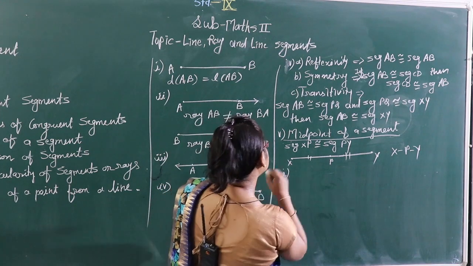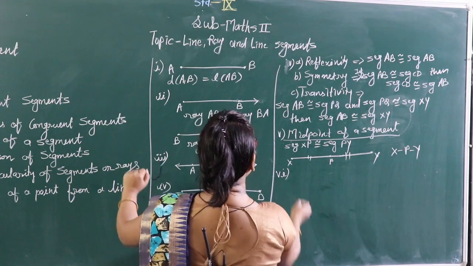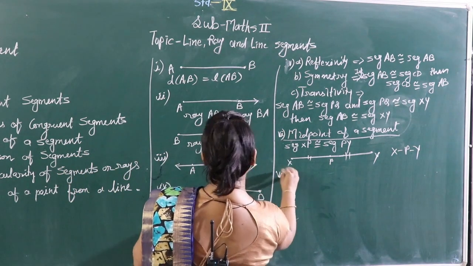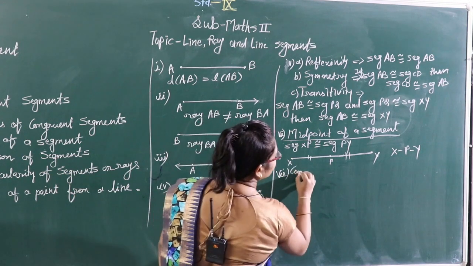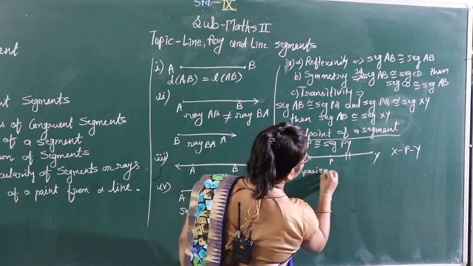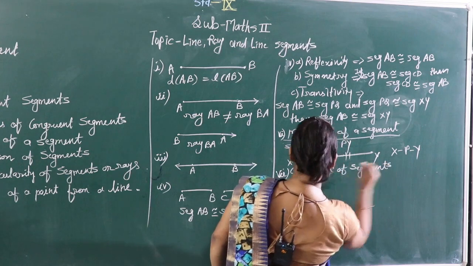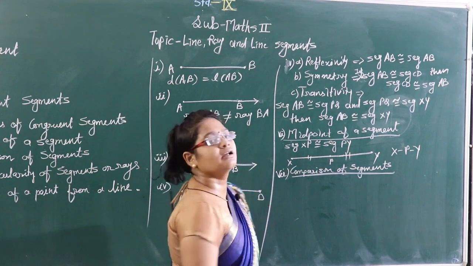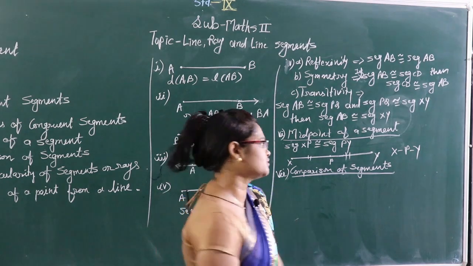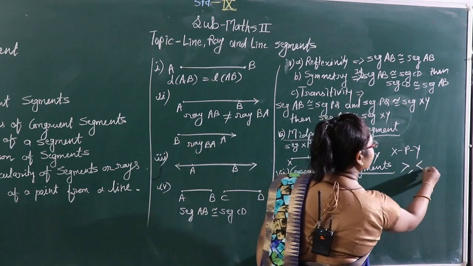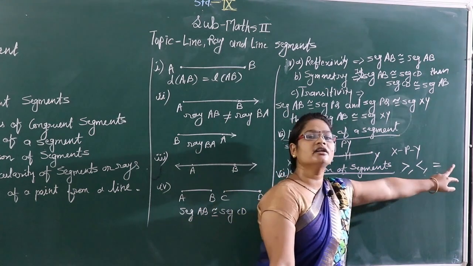Okay, now let's talk about the next one, the 7th, that is comparison of segments. What is meant by comparison? Comparison means either smaller than, greater than, or equal to. These are the signs of comparison: greater than, smaller than, or equal to.